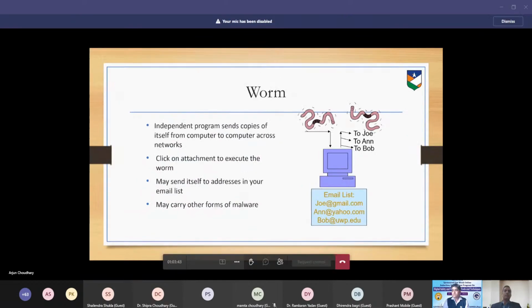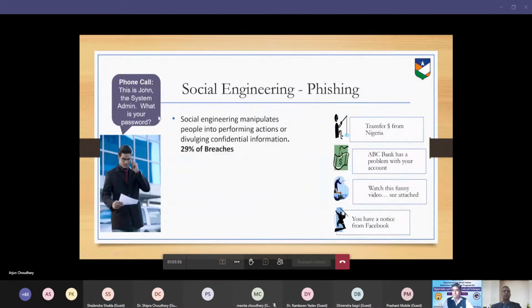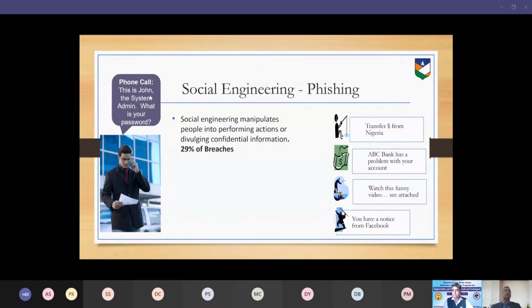Again, there is a worm which sends and replicates copies of itself from computer to computer. I hope the definitions give away the basic information, and usually it is also spread with the help of mail IDs. Social engineering, like Kevin Mitnick, I hope everyone might have heard the name. He was one of the greatest social engineering hackers.